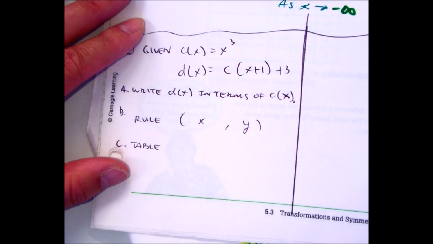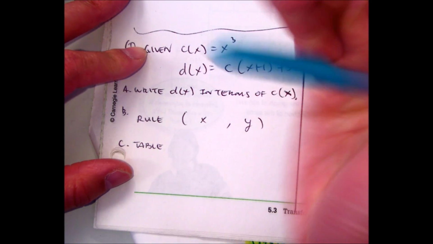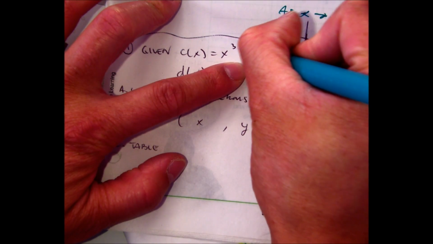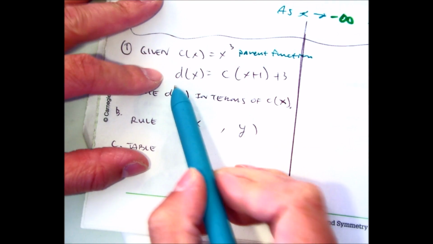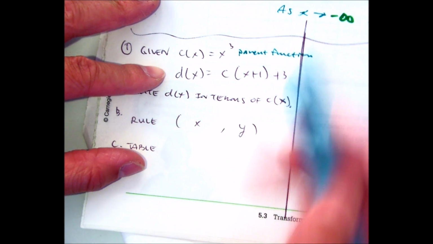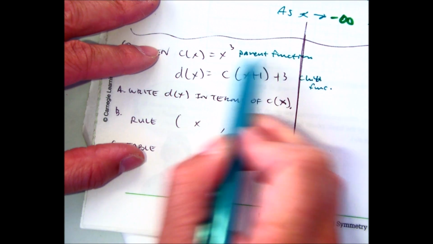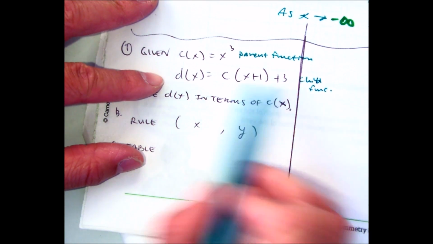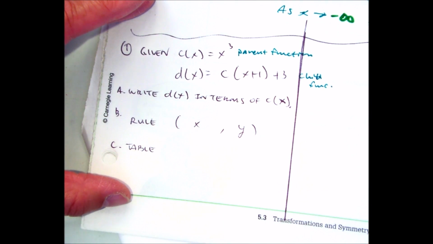So in this problem, they tell us c of x is equal to x cubed. This is my parent function. And d of x is c of x plus 1 plus 3. So this is my child function. Some people call that the mother function or daddy function, and the kid function. Write d of x in terms of c of x.